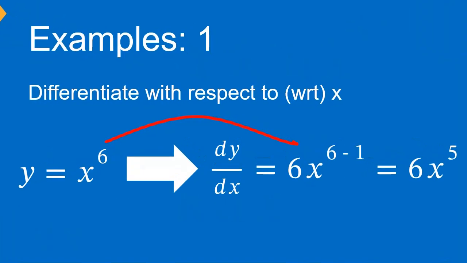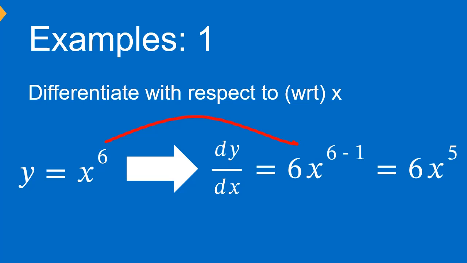First example: differentiate with respect to x. You see WRT in a bracket; anyway, it means with respect to. Differentiate with respect to x, y equals to x raised to power of 6.